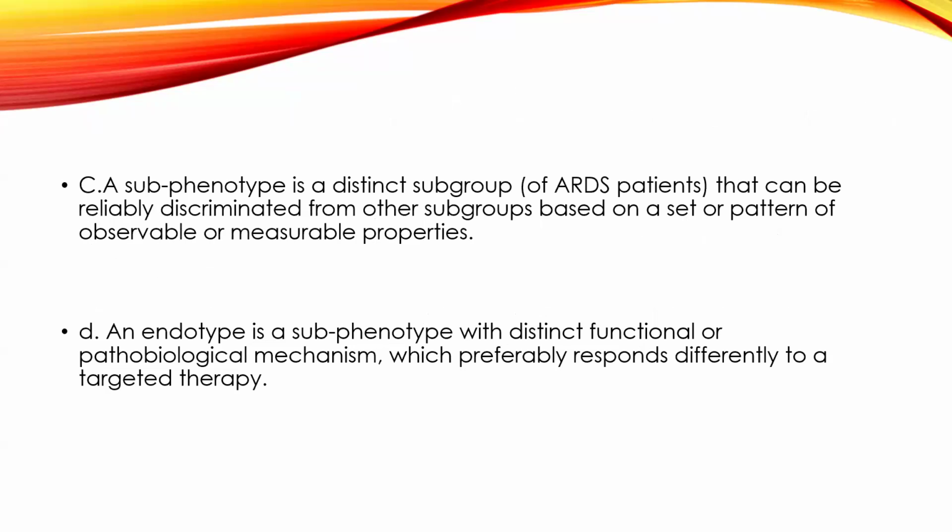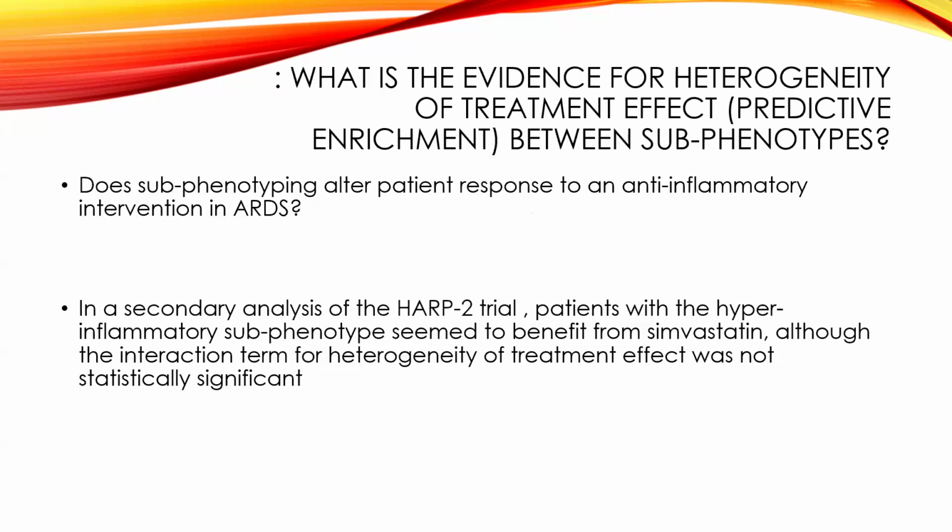A subphenotype is a distinct subgroup that can be reliably discriminated from other subgroups based on sets or patterns of observable and measurable properties. An endotype is a subtype with distinct functional and pathological mechanisms which preferably respond differently to targeted therapy.